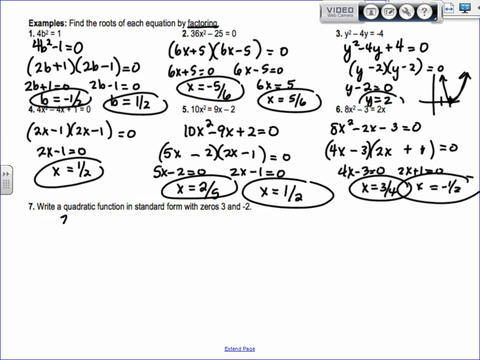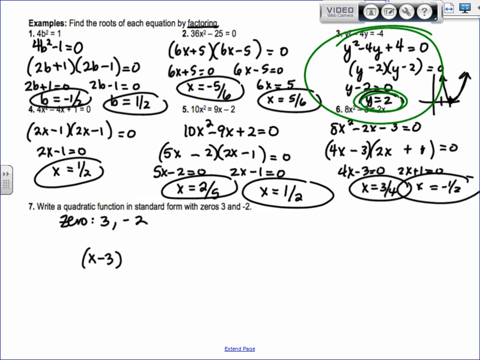Okay, so if I'm going to have a 0 of 3 and a 0 of -2, that means when I factor it, what do I need to have in parentheses if I have 3 as a 0? I need x minus 3. Does that make sense? So going back up, let's look at number 3. See how you had y equals 2 as an answer? Well, that meant that y minus 2 was what you had in the factored form. Does that make sense? So that's what we're doing here. So if I have 3 as an answer, I need x minus 3 in the factored form.